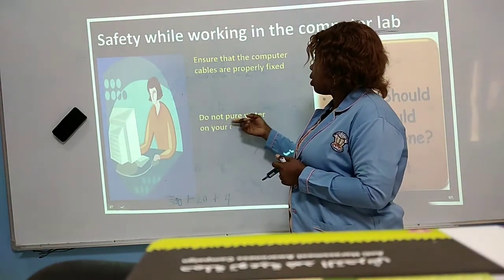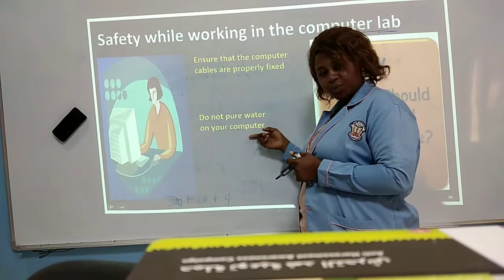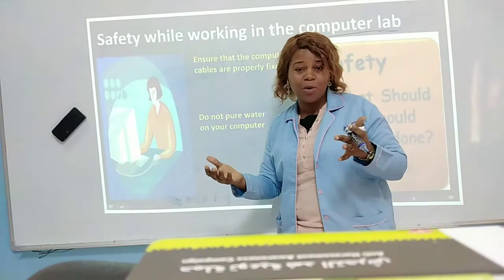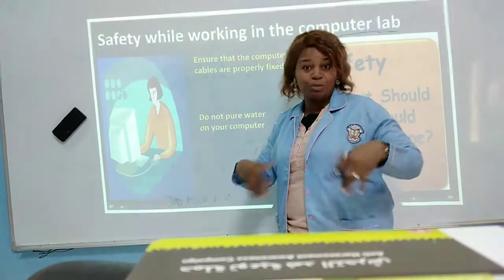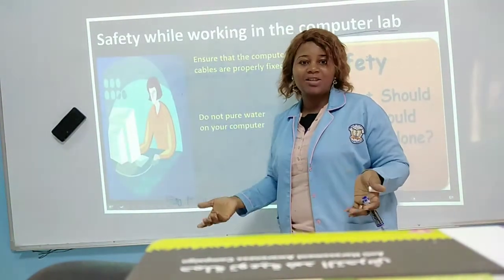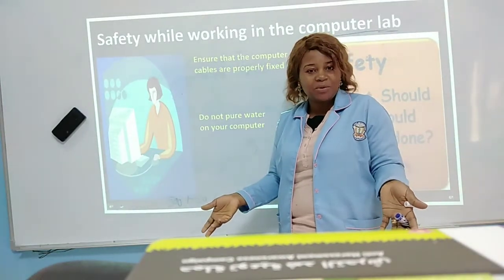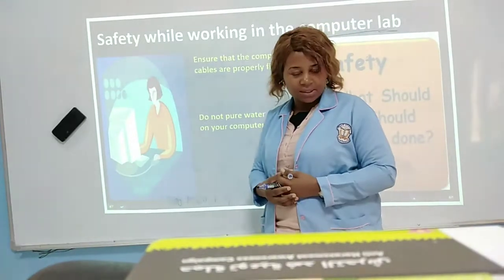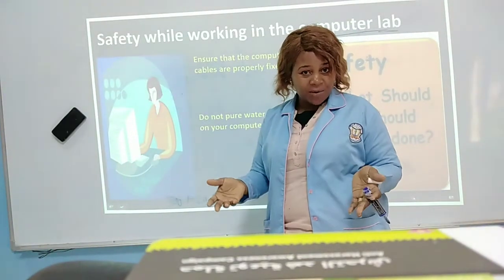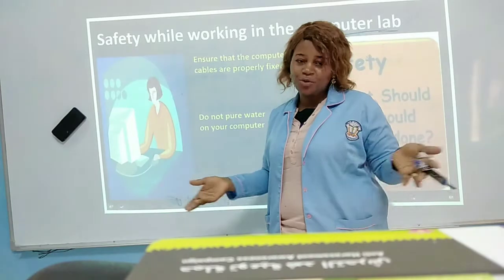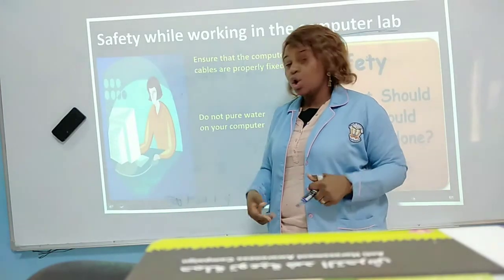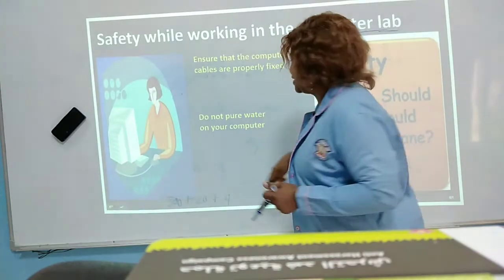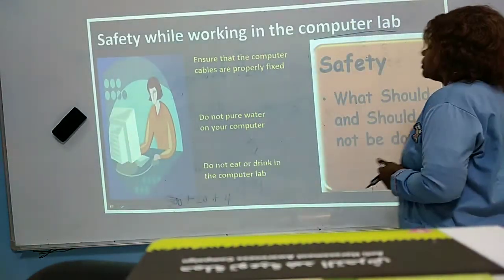Do not pour water on your computer. Do you take water to your class and when you are working on your computer, in the computer lab, you bring water, you pour on your computer? It's not nice. If you do that, what will happen to the computer? Yes, answer me. If you pour water on your computer, what will happen? It will spoil, right? It will stop working, right? Do you want your computer to stop working? No. Do you want the computer in our computer lab to stop working? No. So be a good student, okay? We'll go to the next one.